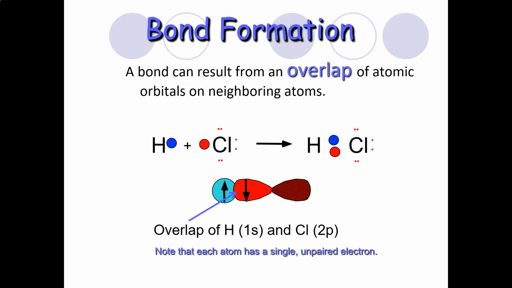When you have bond formation, basically what you have going on is an overlap of two orbitals. The orbital from hydrogen can overlap with the orbital from chlorine, and then the two electrons will be shared. Obviously, for them to occupy the same space, they're going to have different spins. So sometimes the electrons actually need to change their spin in order to form a bond.